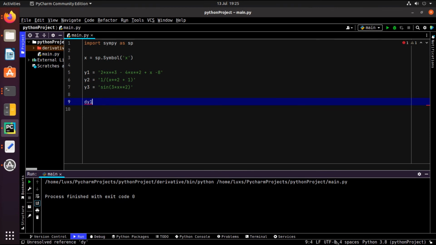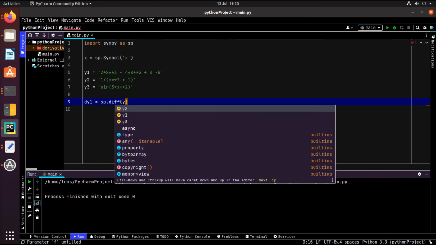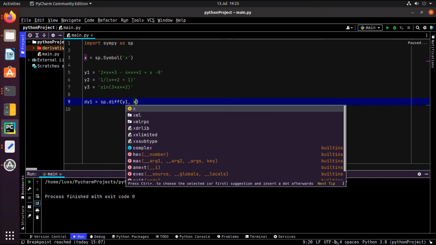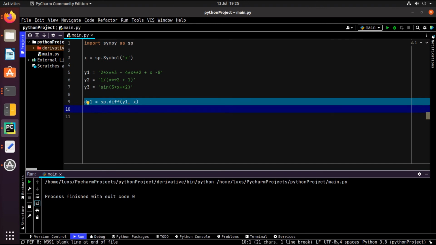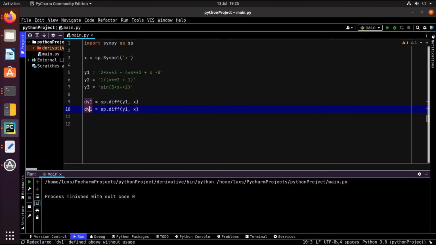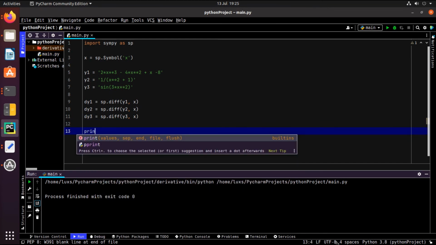So now let's calculate derivatives with SymPy. We use the function diff. Its first parameter is our function, and the second is the formal variable for the derivative. So now we can just copy this line to make 3 lines.